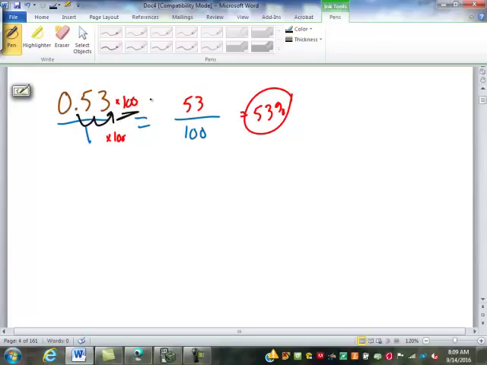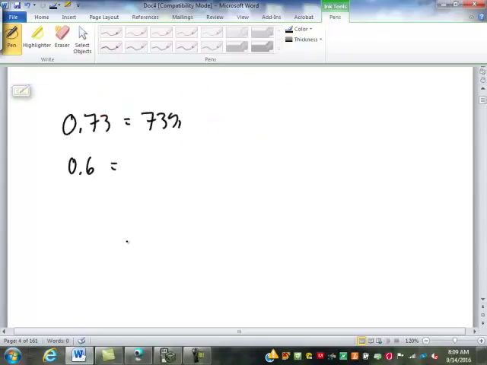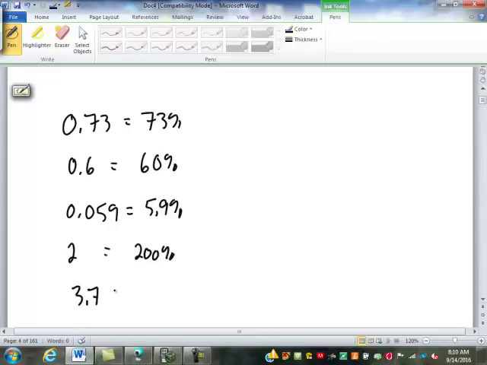So if I have 0.73, what's that going to become as a percent? 73%. If I have 0.6, what's that going to become as a percent? 60%. 0.059 will be 5.9%. 2 will be 200%. 3.7, 370%. Good.